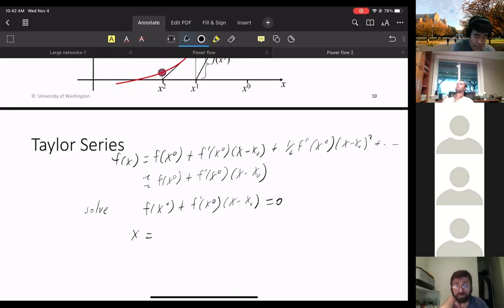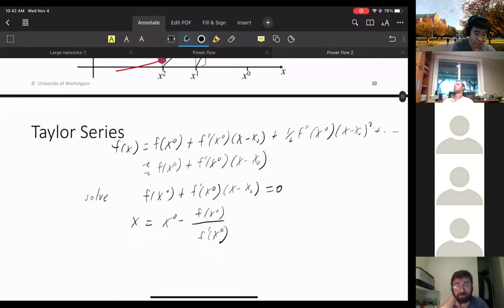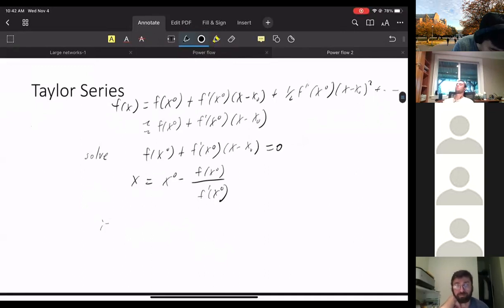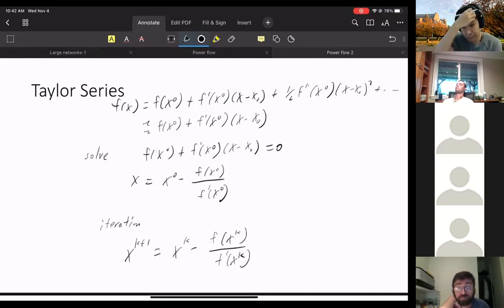So we get x equal to x0 minus f(x0) over f prime of x0, right? So this is the first term. But because we did this approximation, of course, this solution is not exact. So we need to do the iteration, and we get this sort of iteration. We keep iterating on this equation, and hopefully this thing will converge.